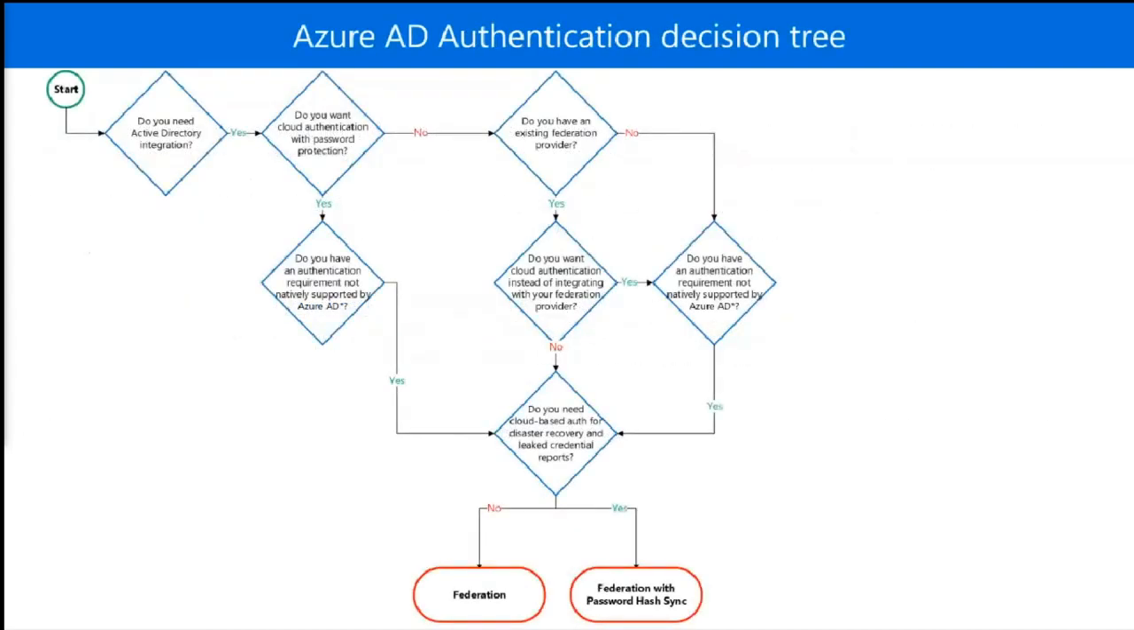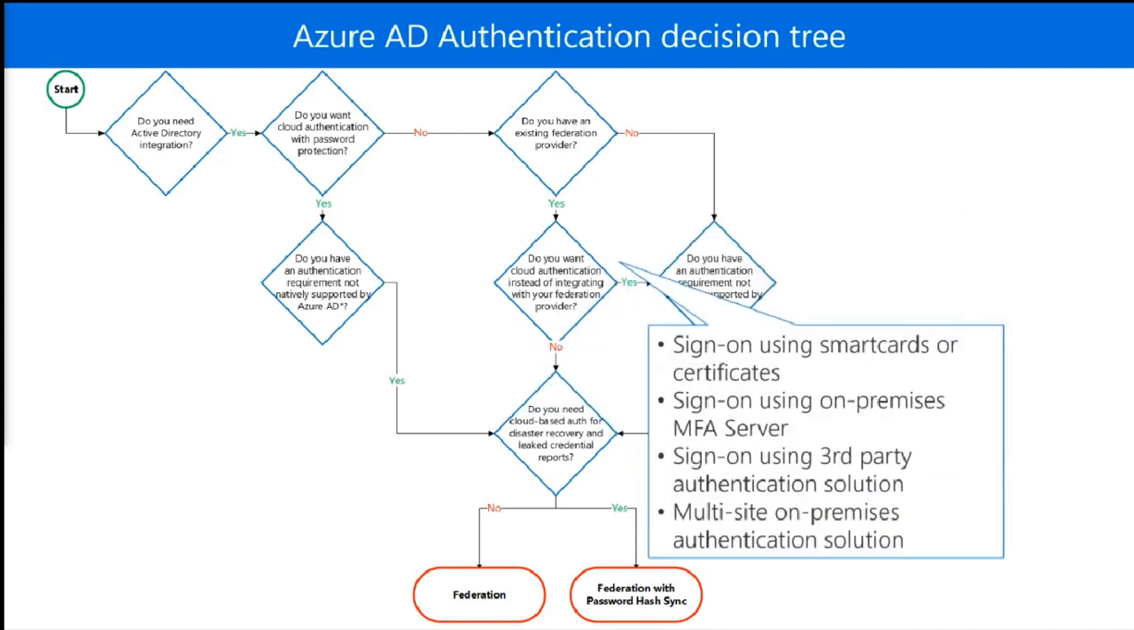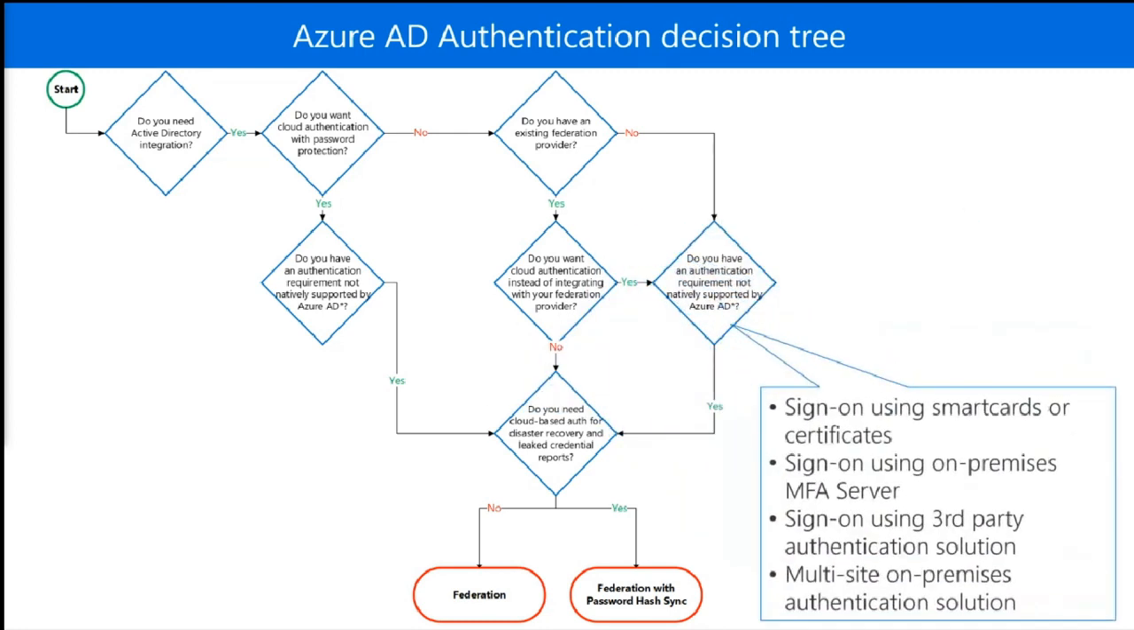So let's take a look at our Azure Active Directory authentication tree. In this case, where we use pass-through authentication, right? The decision-making that we had through the auth tree. And you see that because we had an authentication requirement that was not natively supported by Azure AD for Woodgrove, basically, maybe we're using an on-prem MFA server, maybe we've got policies, maybe we have to use smart cards or certificate-based authentication. That's where we have to use pass-through authentication and federation.